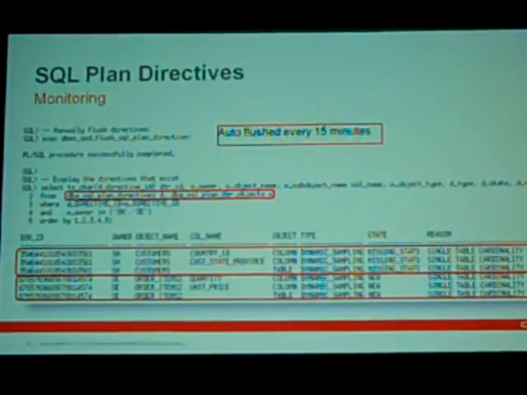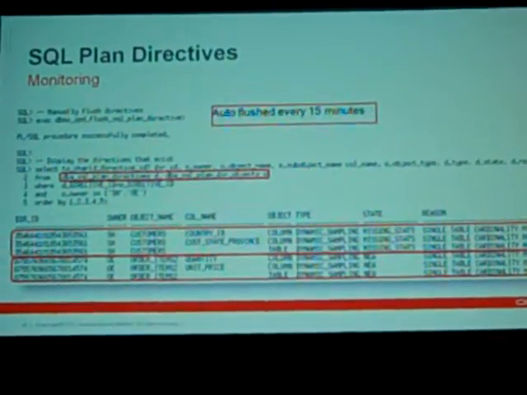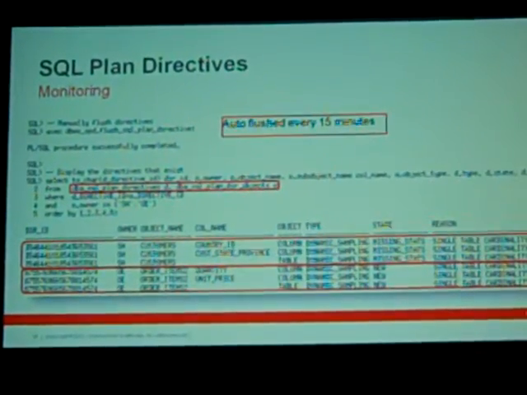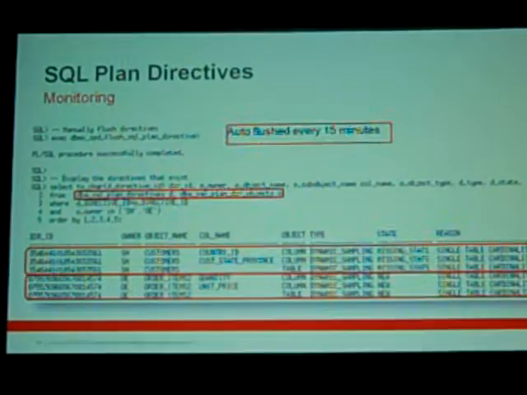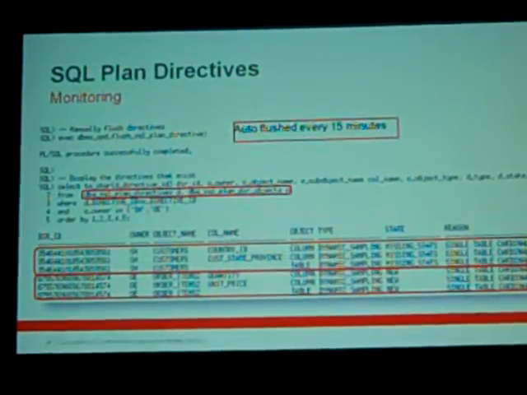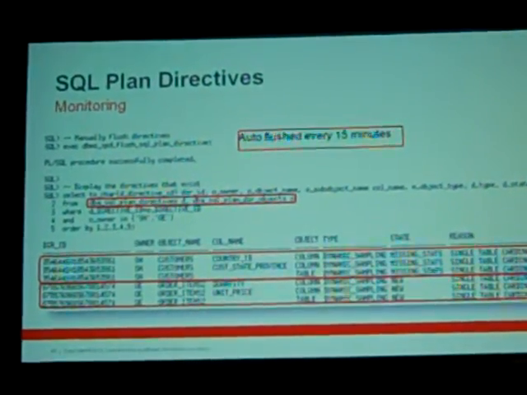The second directive is part of the order entry schema, and it's on the order items table. Again, it's a single table cardinality misestimate, but there could be others. It could be a join cardinality misestimate. There can be other reasons for it being created. And again, in this case, quantity and unit price are the two columns that are involved in this directive.